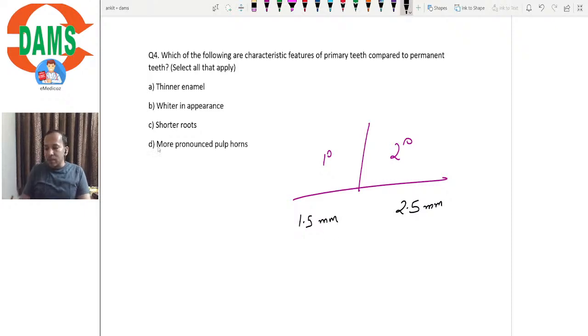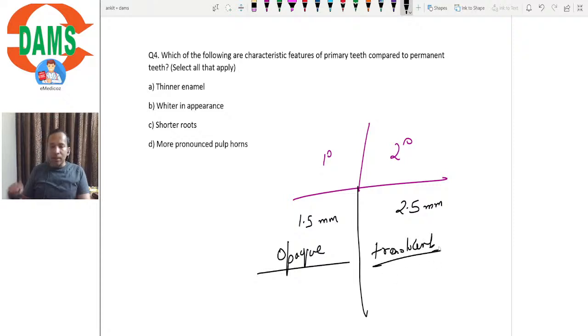So yes, it is thinner, whiter in appearance. Then yes, primary enamel is more opaque. So the underlying dentine is not as visible as in the case of permanent enamel, isn't it? They are translucent, isn't it? So dentine is more visible in the permanent teeth, and that's why the primary teeth are whiter in comparison to the permanent teeth.